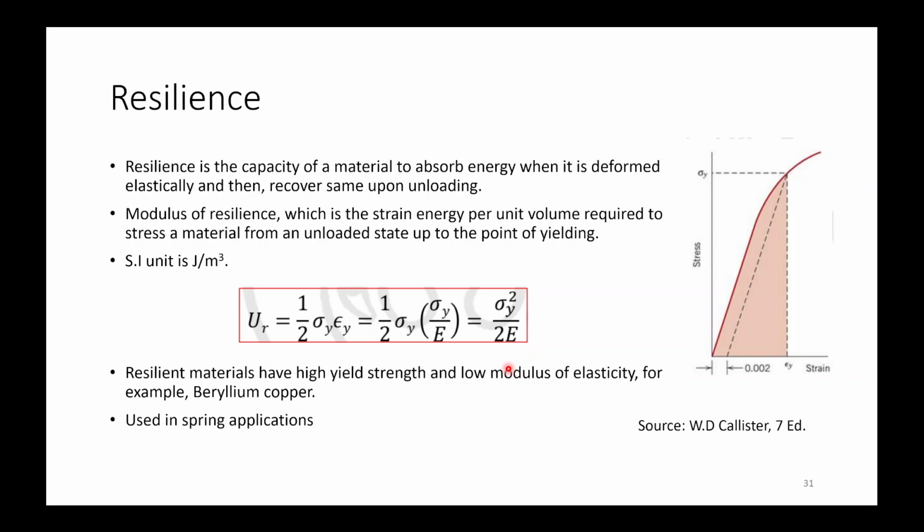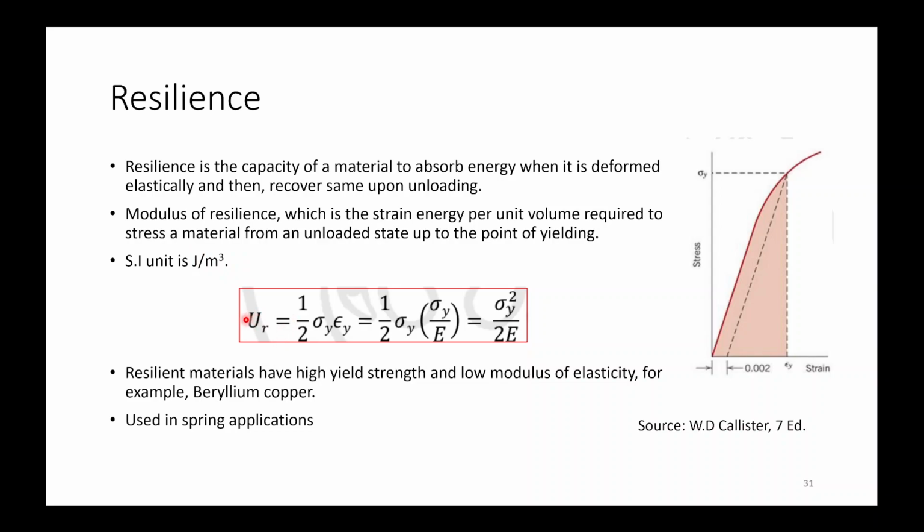Now resilience is the capacity of a material to absorb energy when it is deformed elastically, and then recover the same upon unloading. Now the area under this curve up to the elastic limit will be your resilience. Now modulus of resilience is the strain energy per unit volume required to stress a material from an unloaded state up to the point of yielding. The SI unit is joule per meter cube.